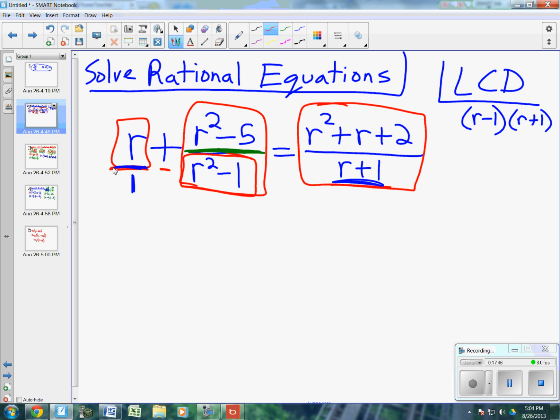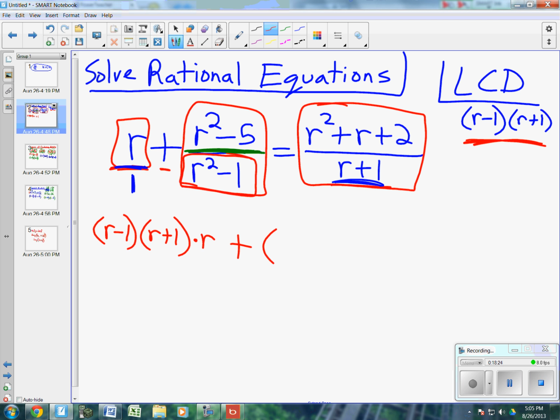And we are going to do this problem right here by writing out the least common denominator over here, r minus 1 times r plus 1, and timesing it by each term. So we're going to times it by r. So we're going to start off by writing the least common denominator, r minus 1 times r plus 1 times r. Okay? And think of timesing both sides by the least common denominator. So I have to distribute it. I have to times it by the r, and the r squared minus 5 over r squared minus 1. So that's what we're going to do next.